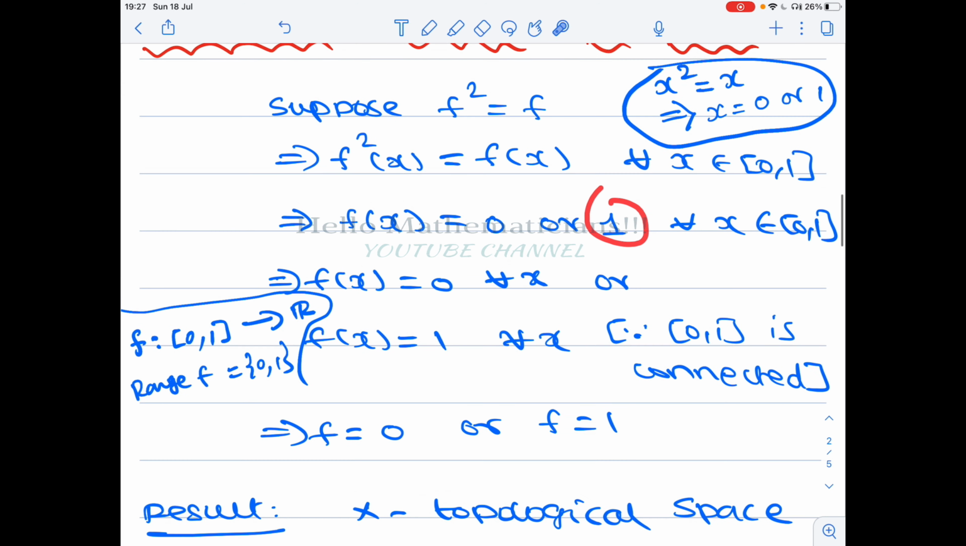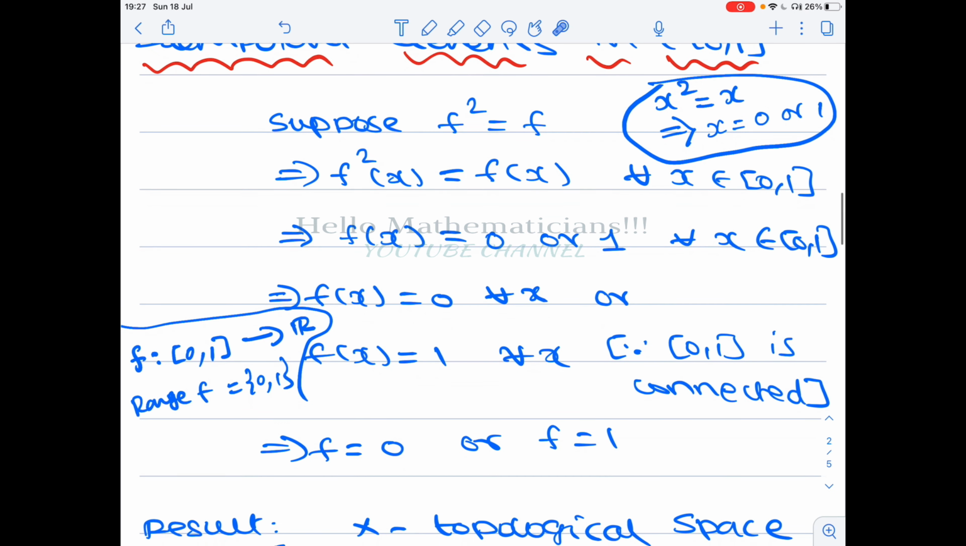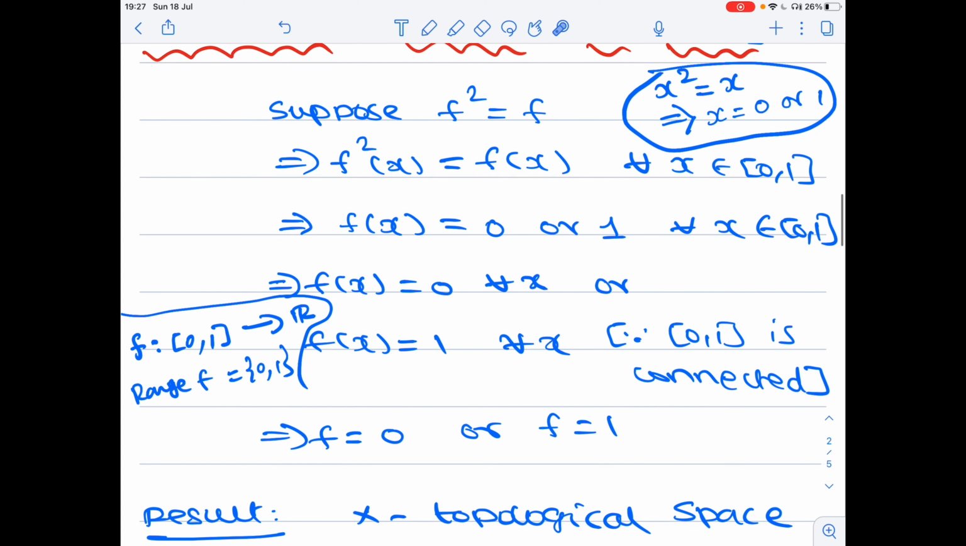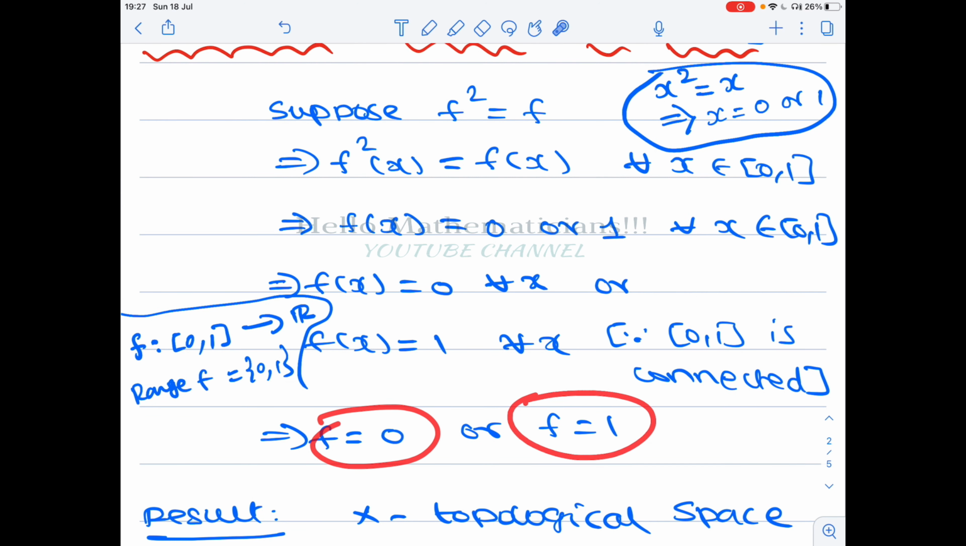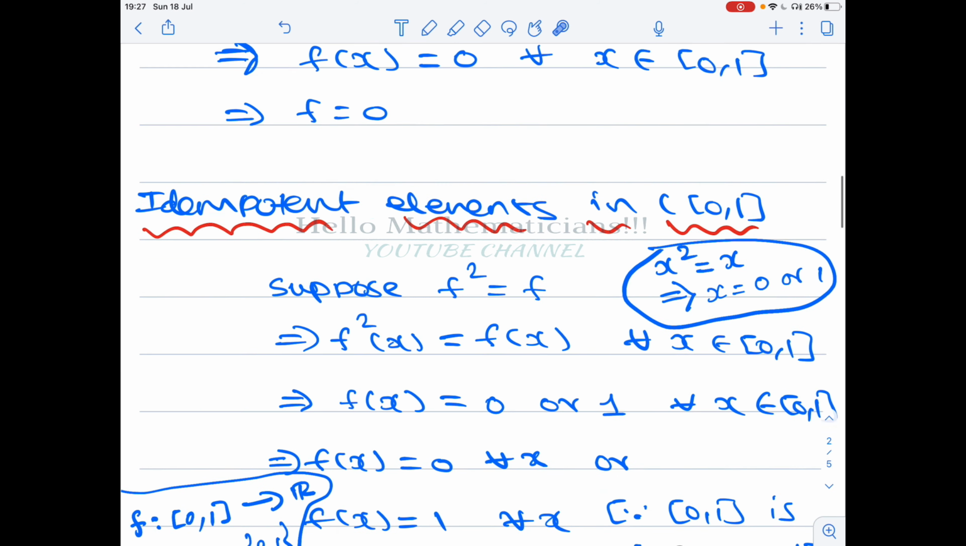Therefore, f should be either 0 for all x or f should be 1 for all x. Therefore, the only idempotent elements are the constant function 0 and the constant function 1. Note that here we have used the fact that [0,1] is a connected metric space.